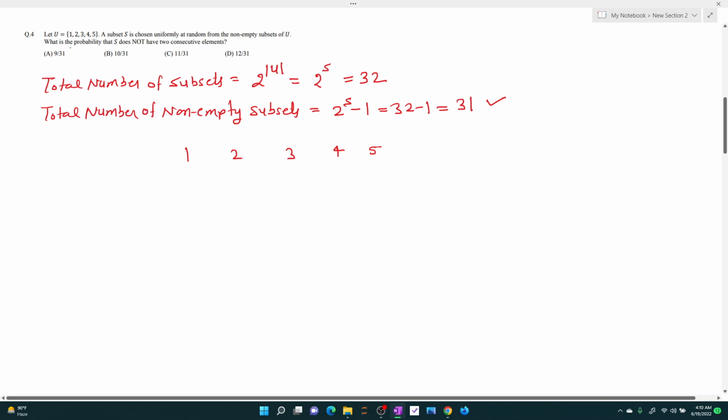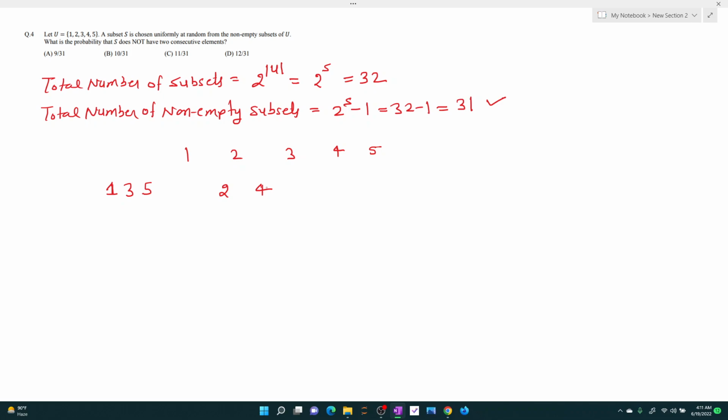So now the question is how many such subsets are possible, right? How can we create such subsets? The idea is if we have 1, I cannot have 2, but I can have 3 as well, I cannot have 4, I can have 5 as well, right? So any subset which contains 1, 3, and 5 will satisfy the given property. Similarly, if we have a subset that contains 2 and 4, such subsets satisfy the given property too, right? All subsets which do not have any two consecutive elements.